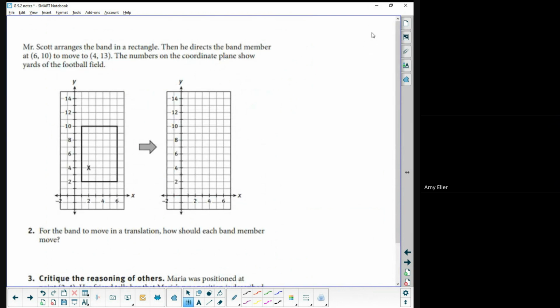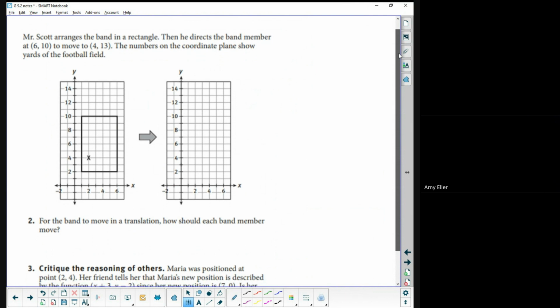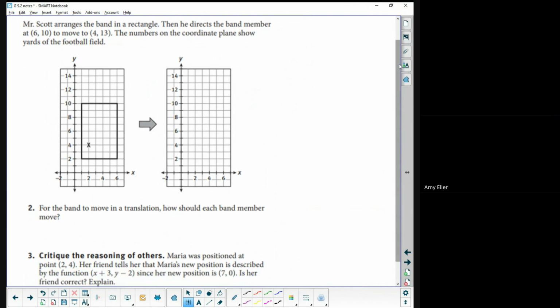I believe we're on the top of the next page now. Mr. Scott arranges the band in a rectangle. Then he directs the band member at 6:10 to move to 4:13. The numbers on the coordinate plane show yards on the field. Here's the question. For the band to move in a translation, we're all sliding together. How should each band member move?